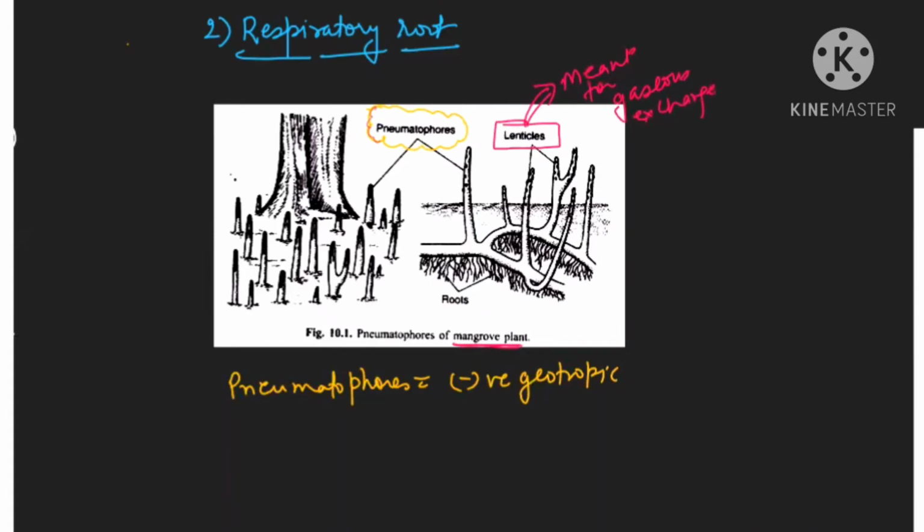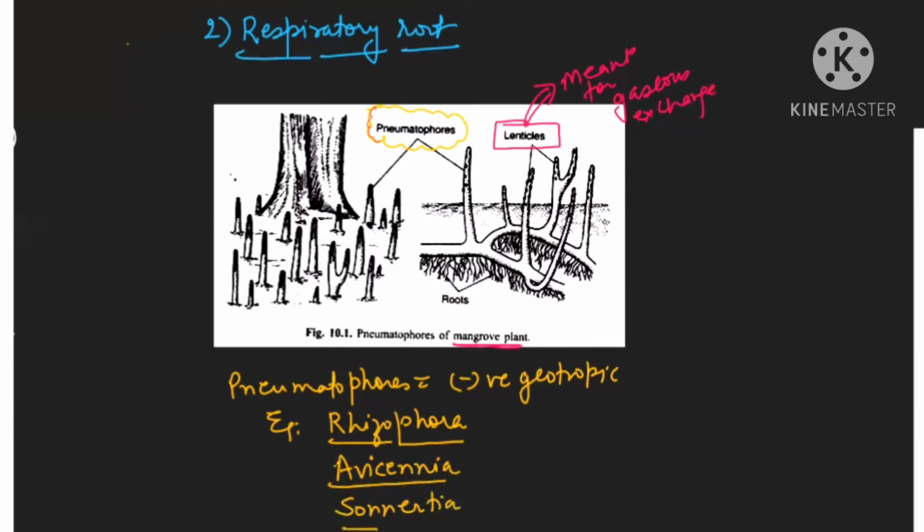Okay. Now next, if you see the examples, according to your NCERT, one example is Rhizophora. Rhizophora is a mangrove plant which is found in the marshy areas and they have the negative geotropic roots which are known as pneumatophores. Another example which is not in the NCERT but you should know it is Avicennia. And the third example is Sonneratia. These are a few examples of mangrove plants which have pneumatophores.